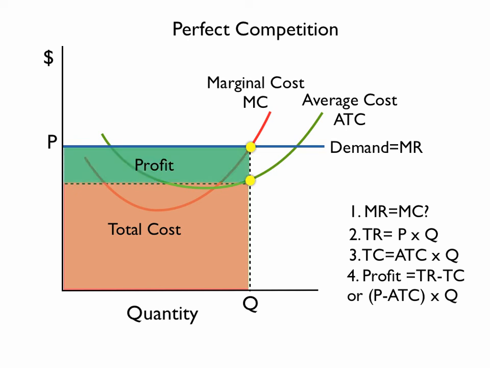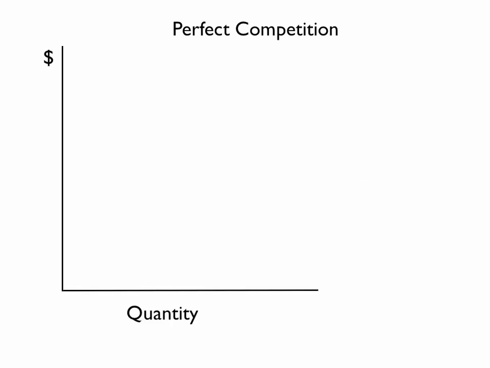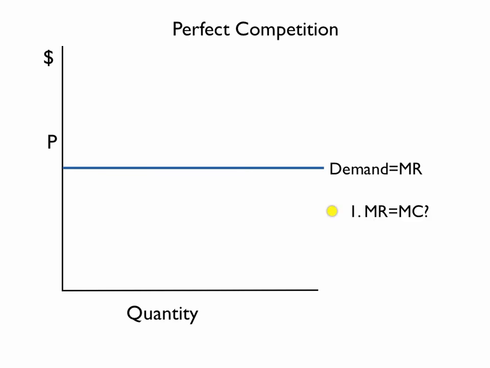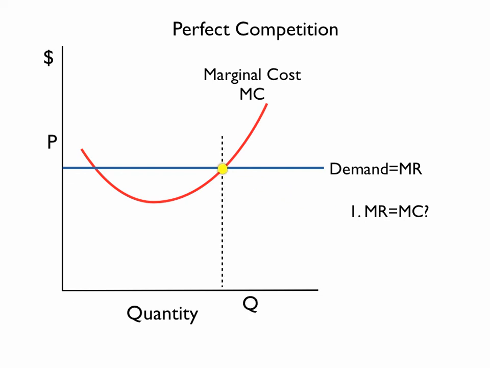All right, let's look at another example. Start with the flat demand curve. And this is also our marginal revenue curve. Then we add a marginal cost curve. Using MR equals MC, we pinpoint the profit maximizing location and draw the line down to quantity. This is our total revenue.